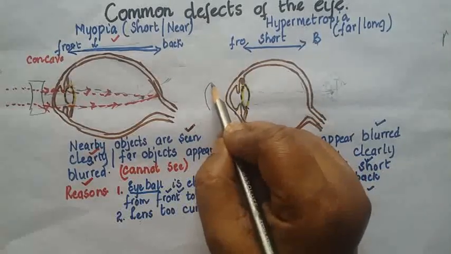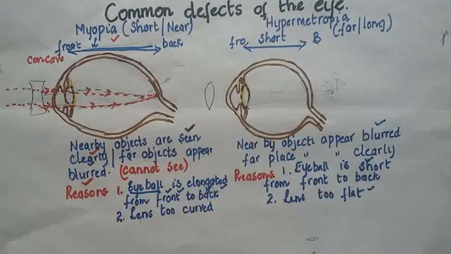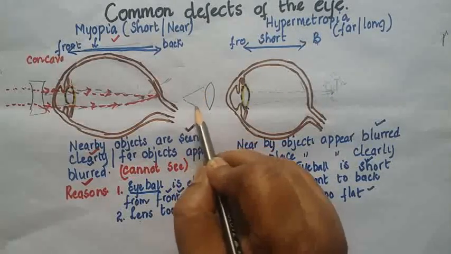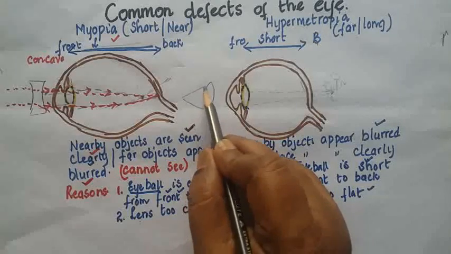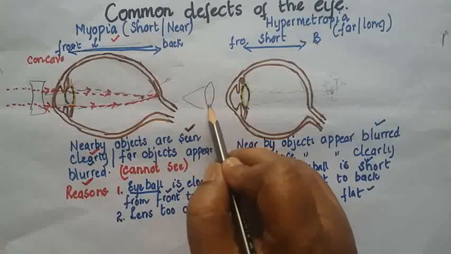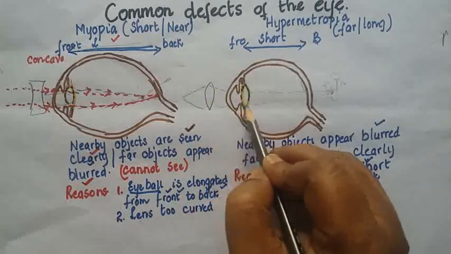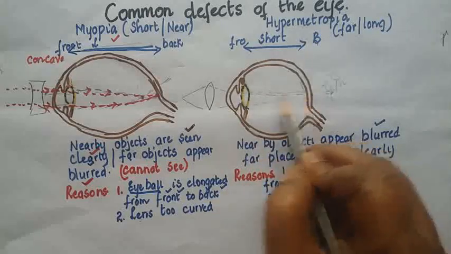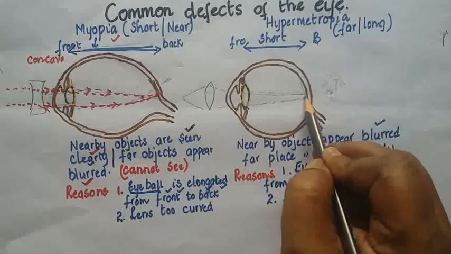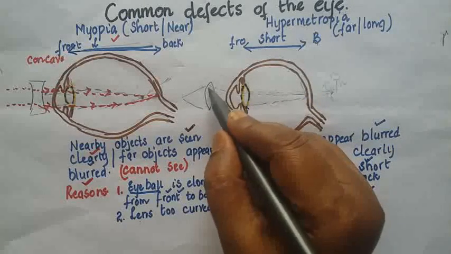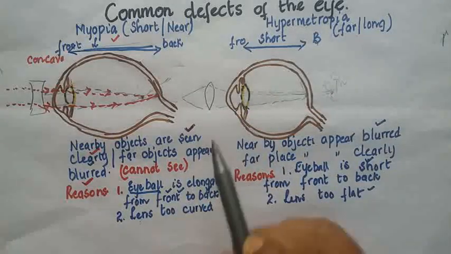In such case, a person has to wear the convex lens. So what happens in the convex lens? When he wears the convex lens, the light rays which are emerging, when they fall on the convex lens, it converges the light rays in such a way that all the light rays meet at the yellow spot. So thus you can say that the rectification lens for hypermetropia is convex lens.